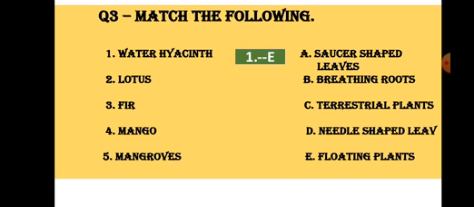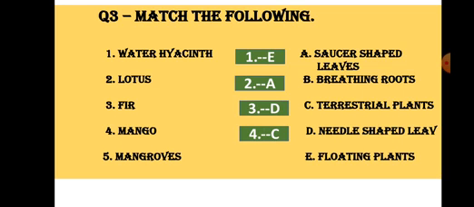Second number, lotus, and you have to match second number lotus with A saucer shaped leaves, means broad leaves. Okay, now number 3rd fir, and 3rd number matching with D needle shaped leaves. 4th number, mango, and you have to match mango with C terrestrial plants, because of the options given, you have to match related to that. Okay, now 5th number, mangroves, and the last one is B. So B matches with 5 number, mangroves, breathing roots.